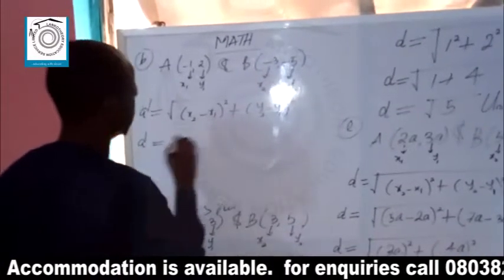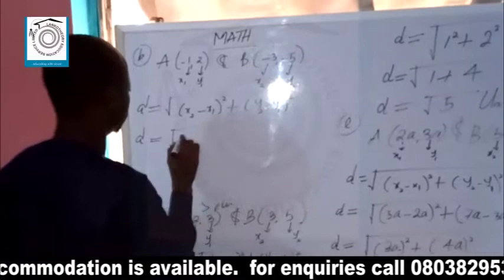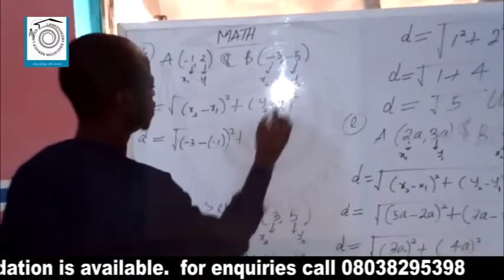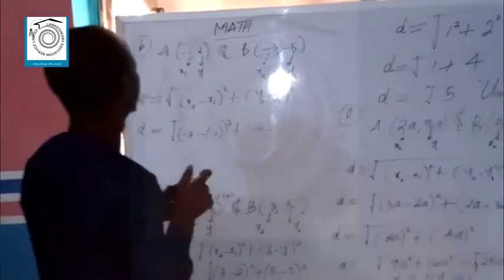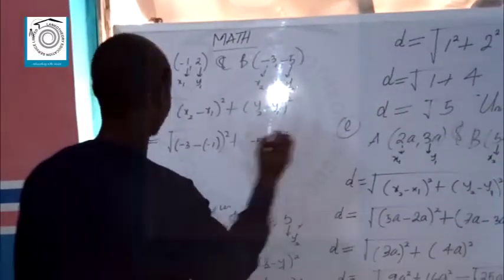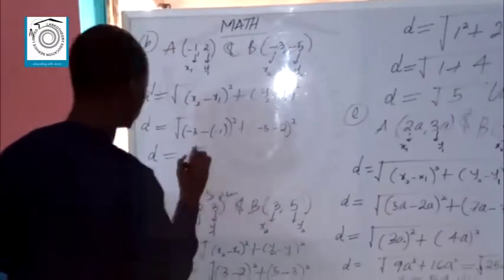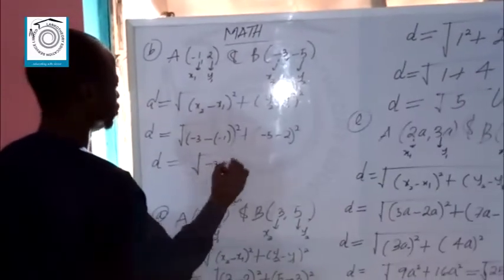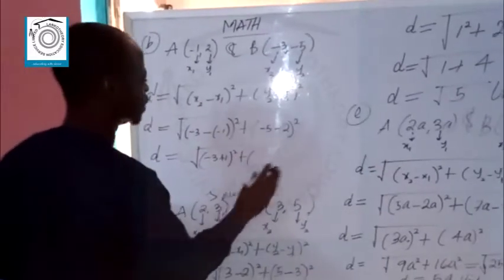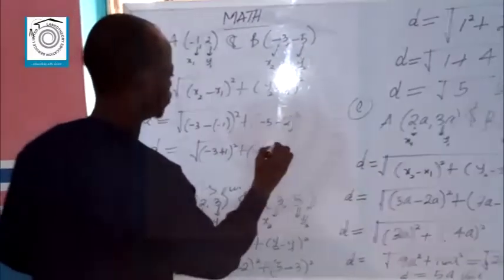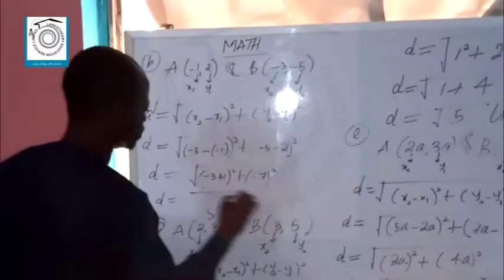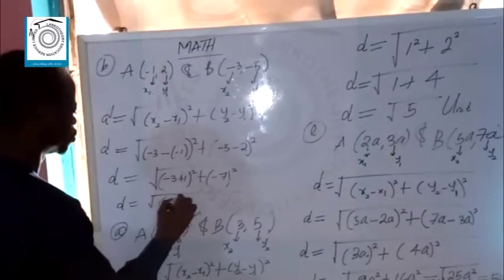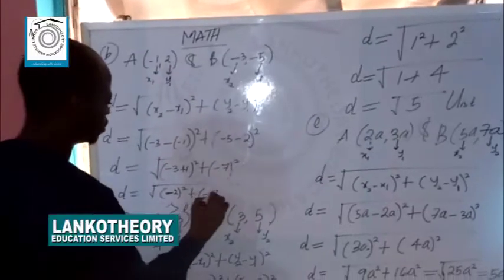We simplify for that. The square root of x2 is equal to what here? Minus 3 minus x1, which is minus 1, squared, plus y2, which is minus 5, minus y1, which is 2, raised to power 2. On simplification, the distance will be equivalent to the square root of (minus 3 minus times minus is plus 1) raised to power 2 plus (minus 5 minus 2 will give you minus 7) raised to power 2. On simplification, we have the square root of (minus 2) raised to power 2 plus (minus 7) raised to power 2.